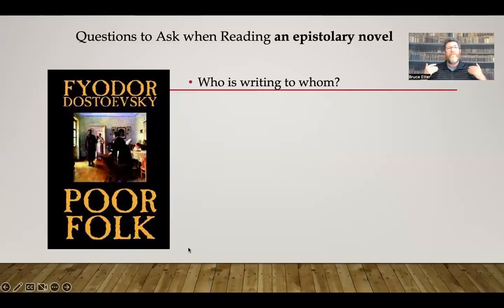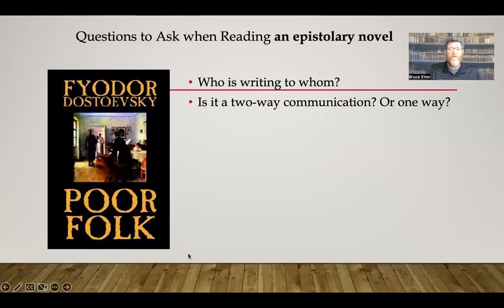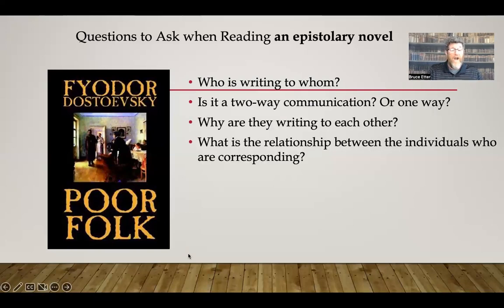So again, from the get-go, try to figure out who is writing to whom. Is it one-way communication or two-way? Why are they writing to each other? In Poor Folk, it's kind of an odd one because it's an older, middle-aged single guy who has a crush on a probably 18 or 19-year-old girl. So it's weird in our culture. It wouldn't have been as odd in 19th century Russia, but good to know that.